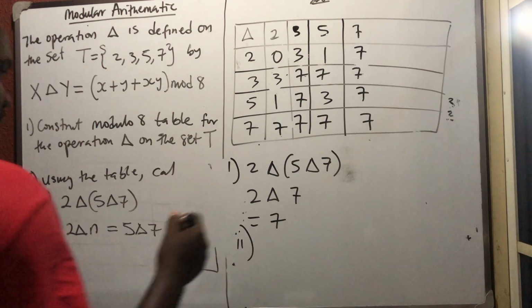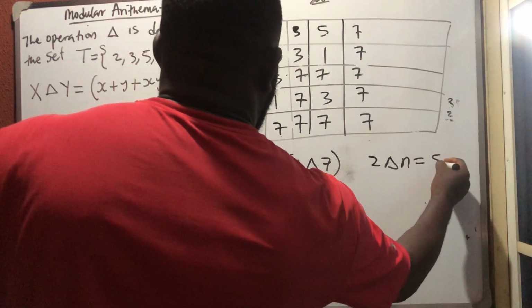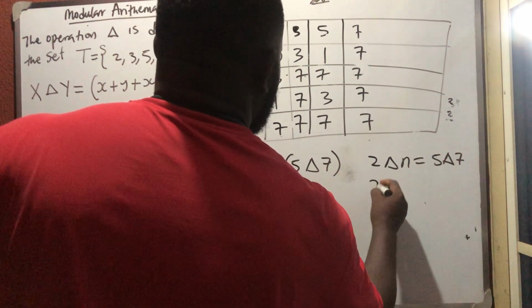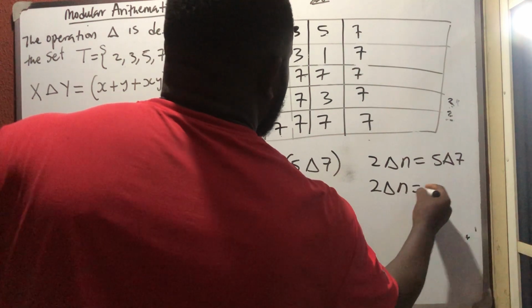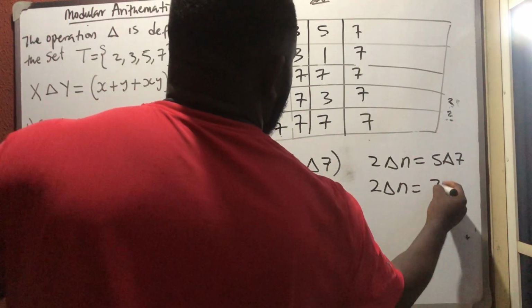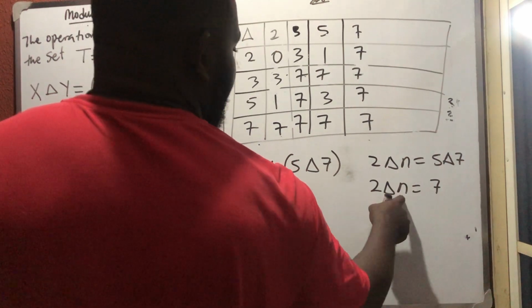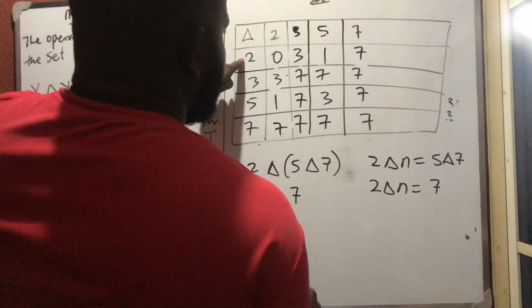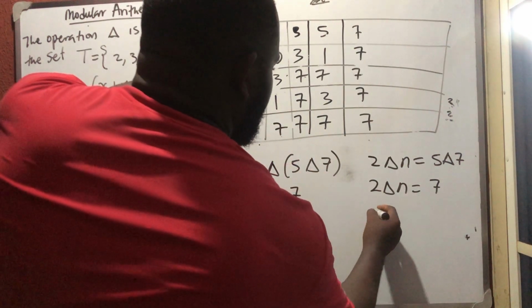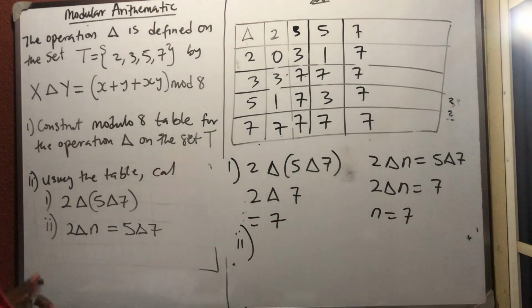The next one said that when 2 operates on n, that is the same as 5 operating on 7. 5 on 7 is still 7. So what would 2 operate on to give you 7? 2 operates on only 7 to give you 7. So therefore, my n is still 7.